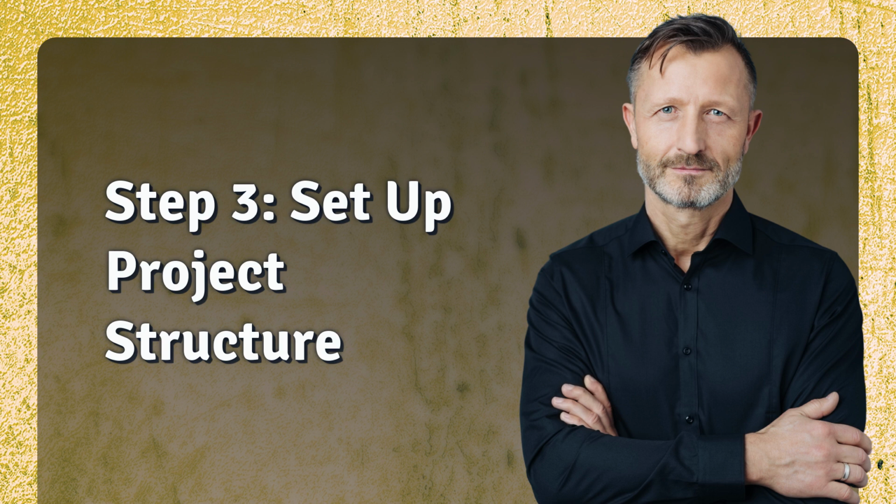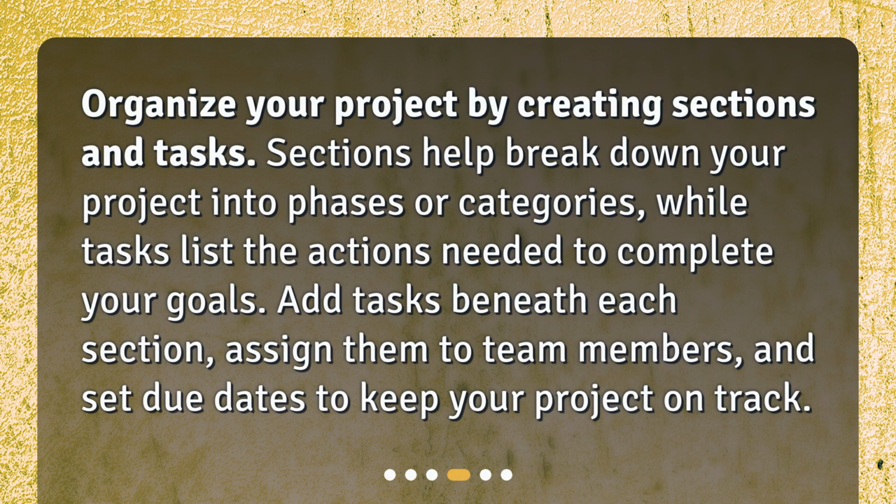Step 3. Set up project structure. Organize your project by creating sections and tasks. Sections help break down your project into phases or categories, while tasks list the actions needed to complete your goals. Add tasks beneath each section. Assign them to team members and set due dates to keep your project on track.